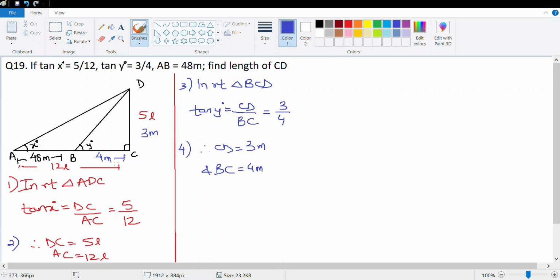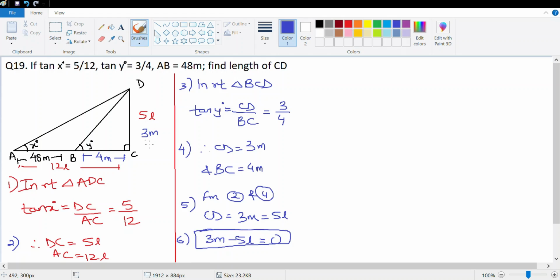So we have taken two factors, L and M. What I have is from 2 and 4, CD is equal to 3M is equal to 5L, which means the equation that I get is 3M minus 5L is equal to 0. So that's the first equation that I get, 3M minus 5L is equal to 0. Let's see what's the second equation that I get. So this is 12L, which is equal to 4M plus 48. Yes, 12L is equal to 4M plus 48.